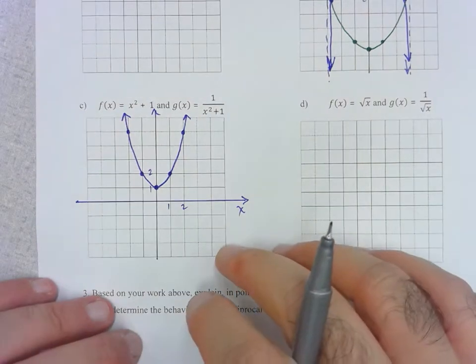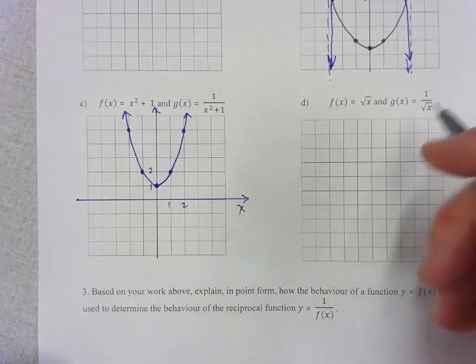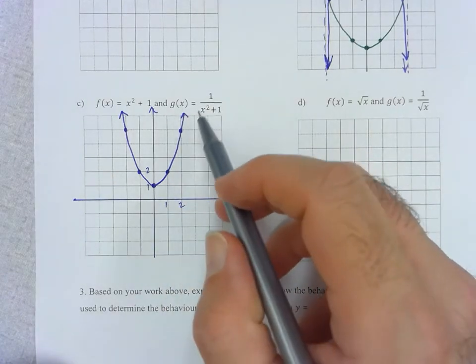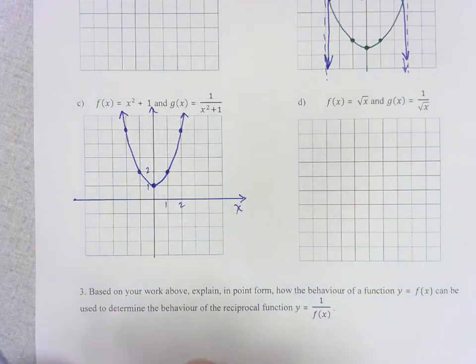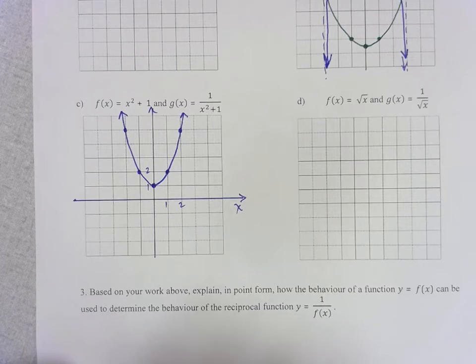Okay, and now let's see if we can figure out what the reciprocal of this function is going to look like. And the first thing I notice is that there are no zeros, which means there's no value for which the reciprocal is undefined. So it doesn't look like we're going to actually have any vertical asymptotes here.